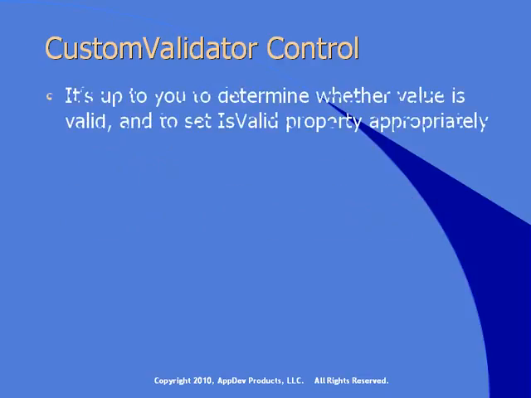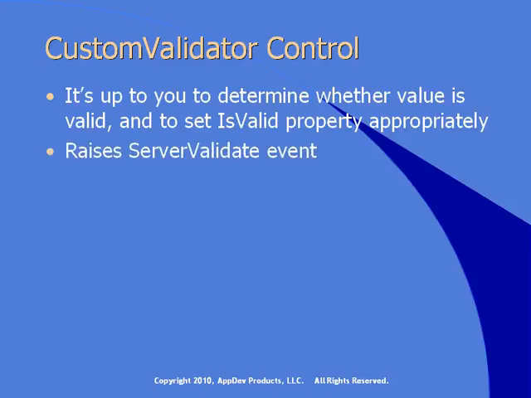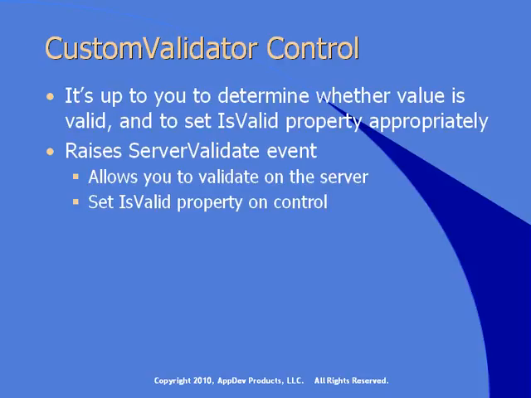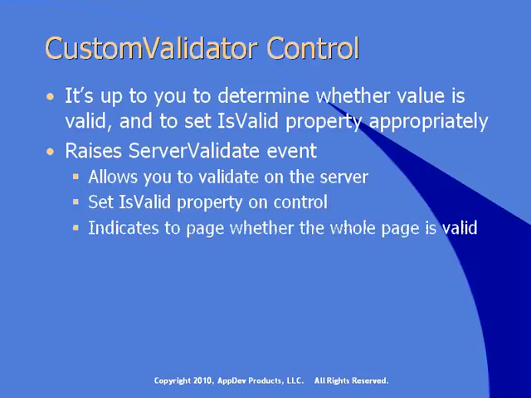Now, it's up to you to determine whether the value is valid and to set the isValid property appropriately. The custom validator control raises the server validate event, and this allows you to validate on the server. Since it's an event, the code you run happens on the server. That's the only place it could happen. You'll want to set the isValid property of the control, and this indicates to the page whether the whole page is valid or not. It can't be valid unless your control is valid.